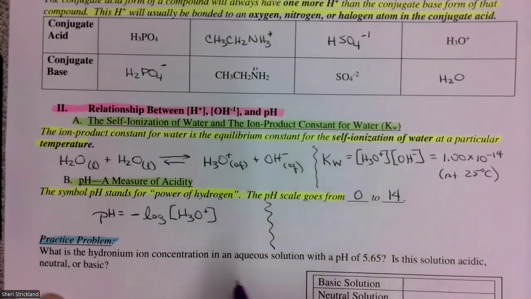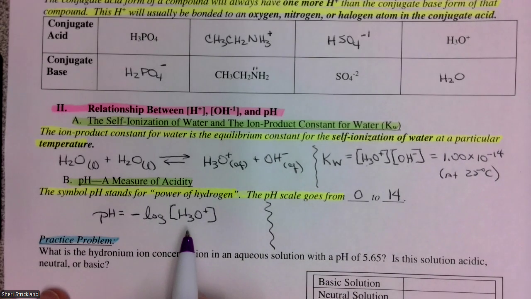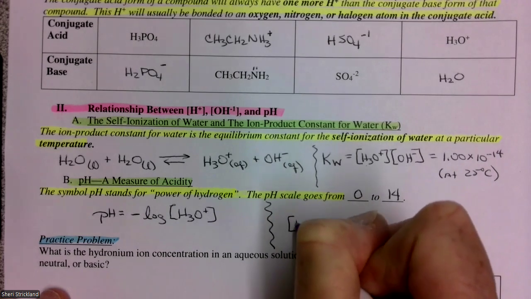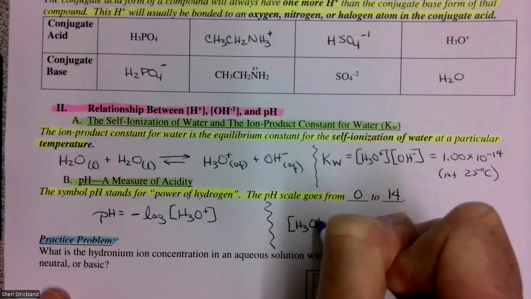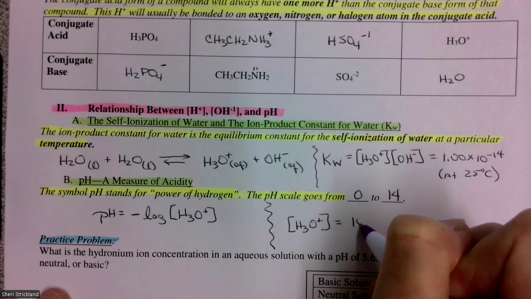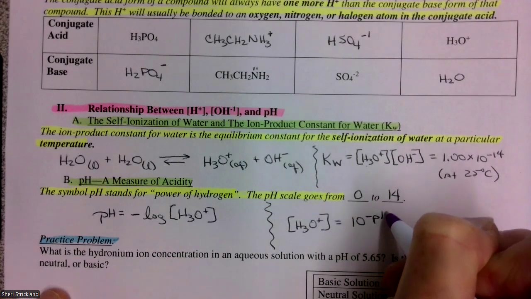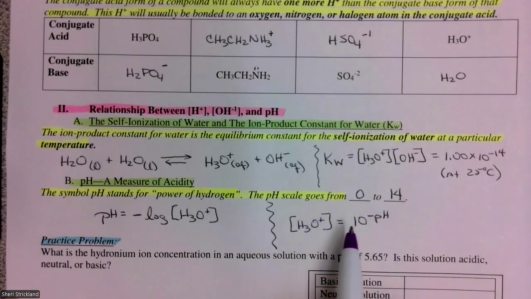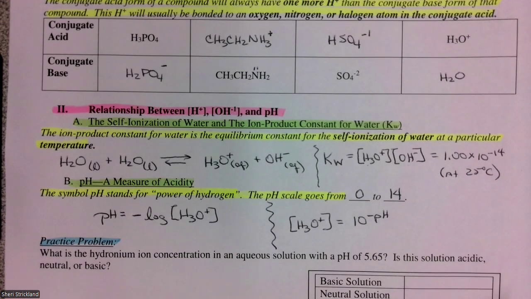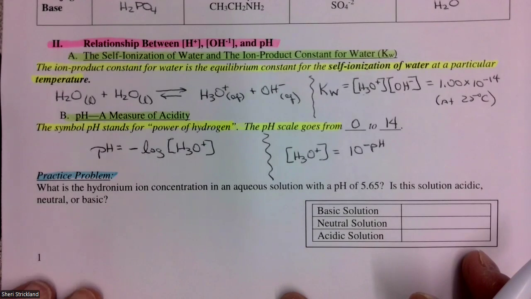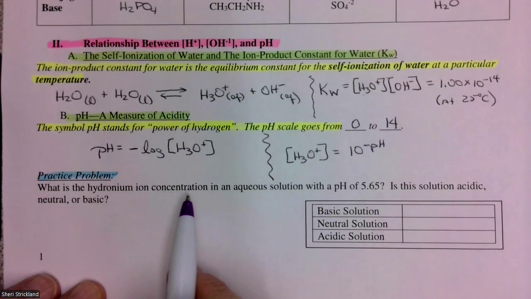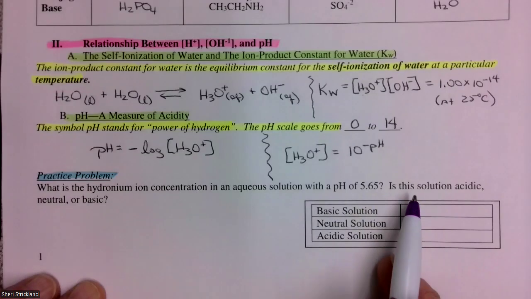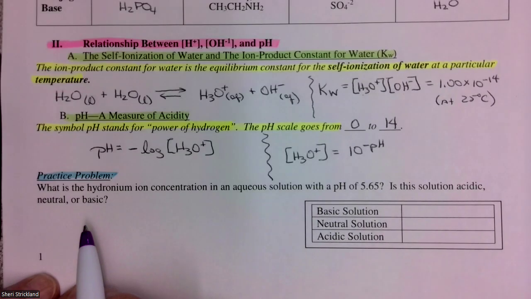And so if you knew the pH and you wanted the hydronium ion concentration, you could rearrange this equation like this, 10 to the minus pH. And remember where you find the significant figures in a pH, because that's a logarithmic value. All right, so let's take a look at a sample here. What's the hydronium ion concentration in an aqueous solution with a pH of 5.65? And then is this solution acidic, neutral, or basic?